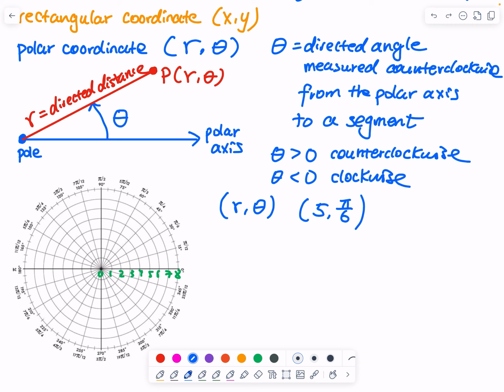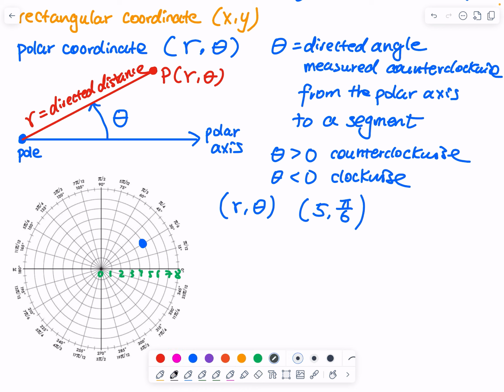Oh, speaking of this polar plane, I found this from Google. This one, in my opinion, is the best because it has radian and degree, and it also has a pi over 12, which is 15 degrees. So what you have to do is we go to 5, and then we go pi over 6 counterclockwise, and then this is the point. And then you will have to erase the trail, which is right there. That is not part of the graph, so this is 1 point only.